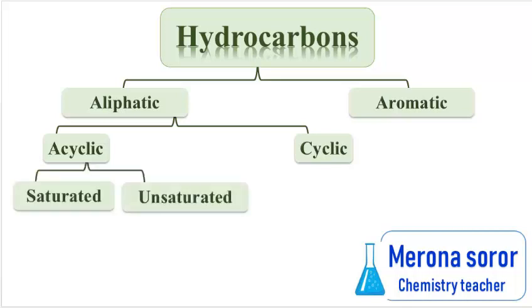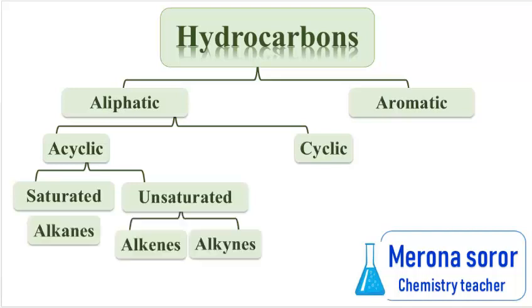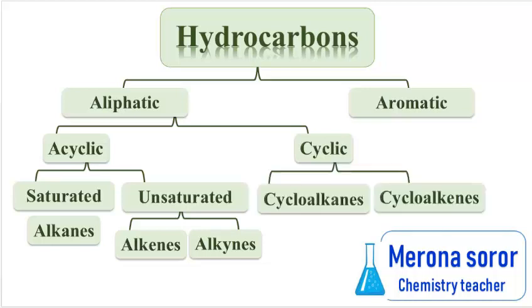Cyclic is divided into saturated and unsaturated. Saturated is divided into alkanes only. Unsaturated is divided into alkenes and alkynes. Cyclic is divided into cycloalkane and cycloalkene.